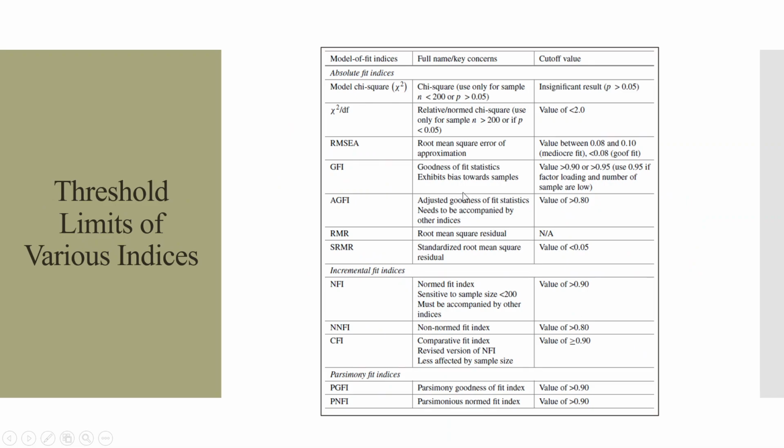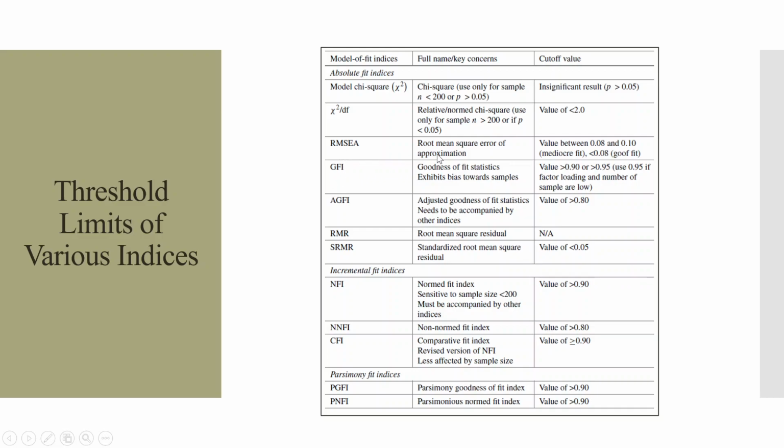Now each index has a threshold limit. We'll start with the first one, the model chi-square. In this case, it is necessary that the p-value should be more than 0.05. When we take the ratio of chi-square with the degrees of freedom, the ideal value should be less than 2. But researchers tolerate even values up to 5.